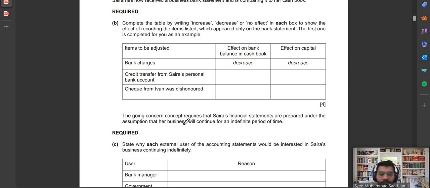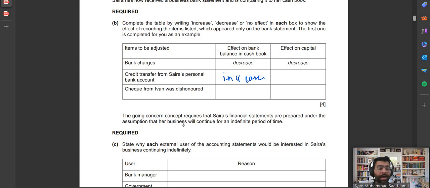Transfer from Cyrus personal bank account. So look, for example, I'm Syra. Of course I'm not, but I'm Syra, and this is my bank. Okay, I am giving my own money which is in my pocket to my bank. Okay, I am giving my money to my bank. So money is coming into the business, so of course it would increase. All right, it will increase.